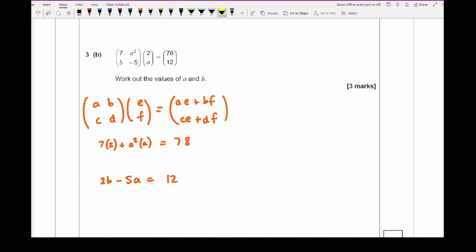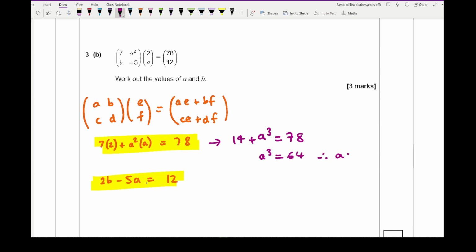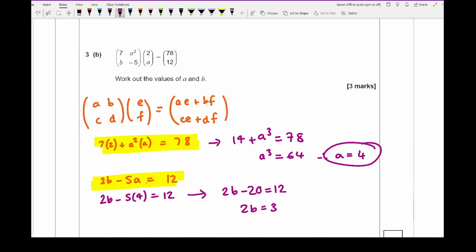Now what I need to do is just simply solve these for their respective letters. Now for this one, what we've got is 14 plus A cubed equals 78. So A cubed equals 64. So therefore A equals 4. So that's my first value. Then using A equals 4 here, I get 2B minus 5 times 4 equals 12. And that's going to give me 2B minus 20 equals 12. So 2B equals 32. So B equals 16, and there are my two values.